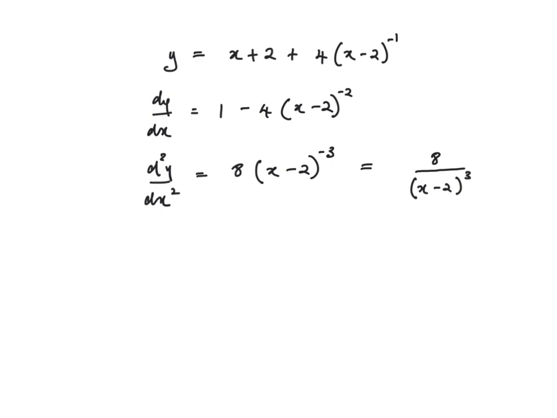Now, here is what happens. Rather than using a nature table, we know we have a stationary point at x equals 0. So d2y by dx squared equals 8 over, well, when 0 goes in here, we've got minus 2 cubed, which is minus 8. Now 8 divided by minus 8 is minus 1, which is less than 0. Therefore we have a maximum. So when the second derivative is less than 0, we have a maximum turning point.